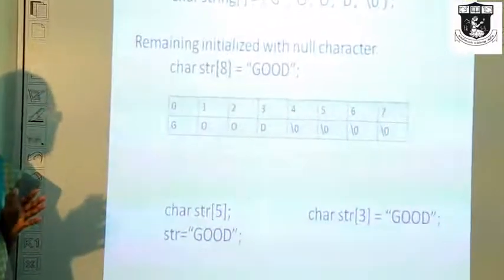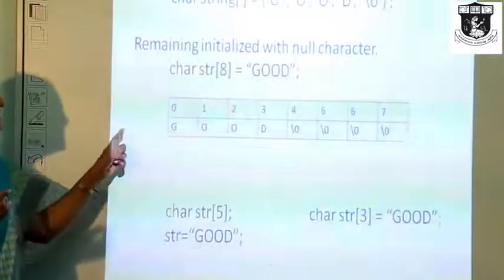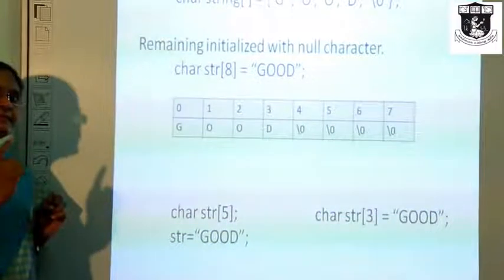GOOD is only 4. So what happens to the rest of it? That's a question which you have in your mind. For that, the answer is given in your table format. The rest of it is filled with your null characters.